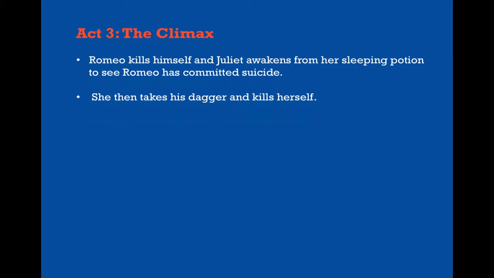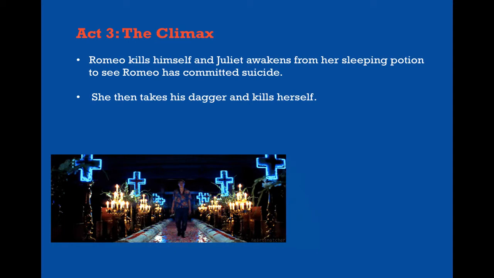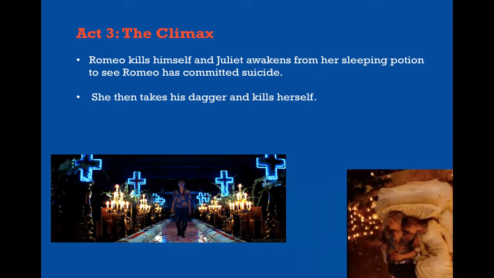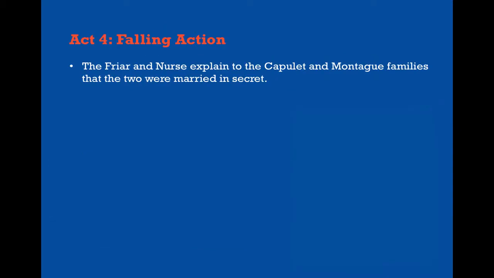see that Romeo has committed suicide. She then takes his dagger and she kills herself. This is followed by the falling action. The friar and the nurse explain to the Capulet and Montague families that the two were actually married in secret.